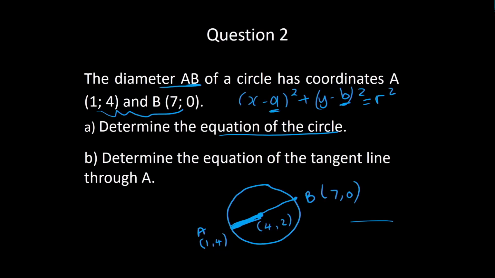Welcome back, everyone. So just before that break, we were looking at finding the coordinates of the center of the circle and then finding the length of the radius of the circle, because that is what the question asked us to do. So just to go over what the question said, it said that we were given diameter AB of the circle, with coordinates of A, 1 and 4, and B was 7 and 0, and we had to find the equation of the circle.